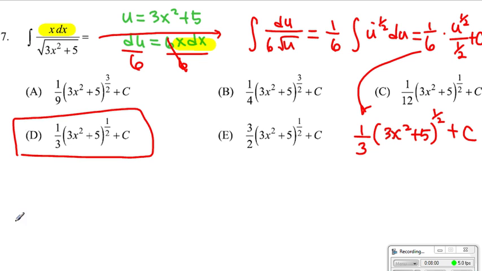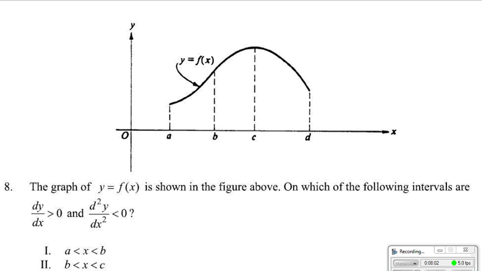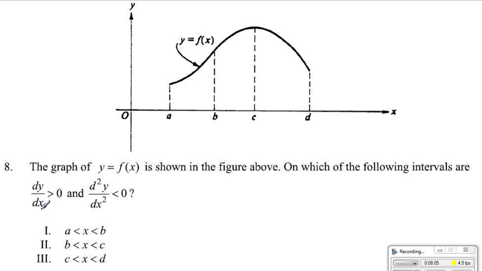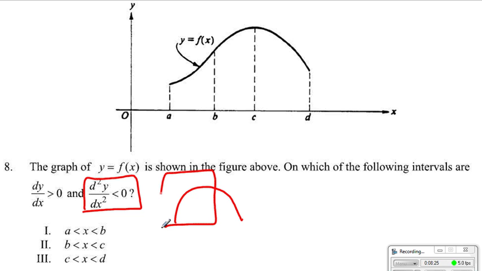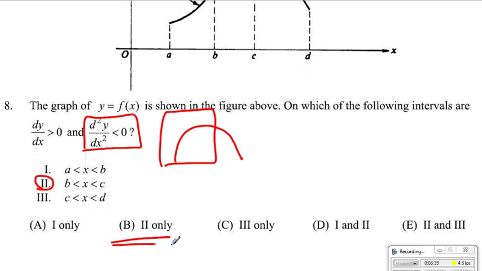Alright, let us move on. Number 8. Now here we have the second derivative is negative. What does that mean? Then we are looking at negative concavity. In my case, I like to look at the second derivative first because it gives us an easier choice to consider for the first derivative. Since the first derivative is positive, we are looking at a portion that's increasing. That means we are looking at anything that goes up in this way, which seems to be B to C. Choice 2 alone, which is B, becomes our answer.